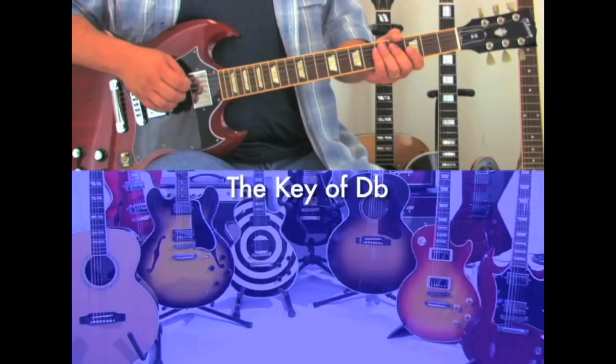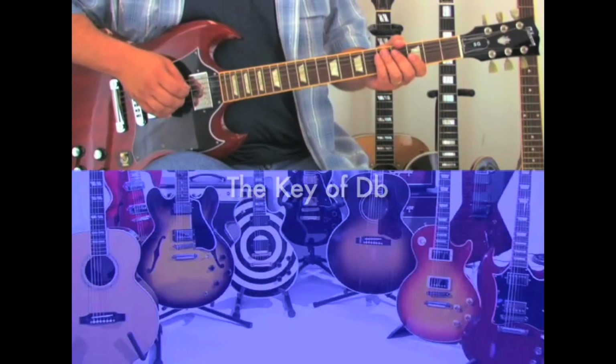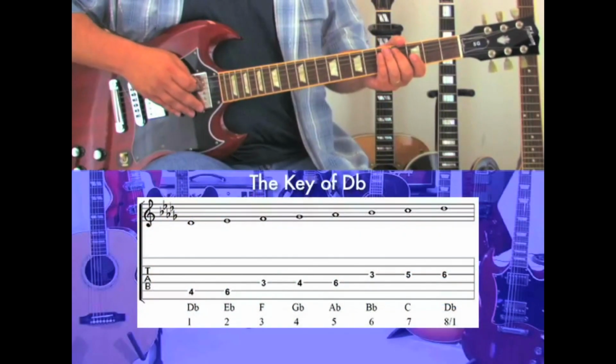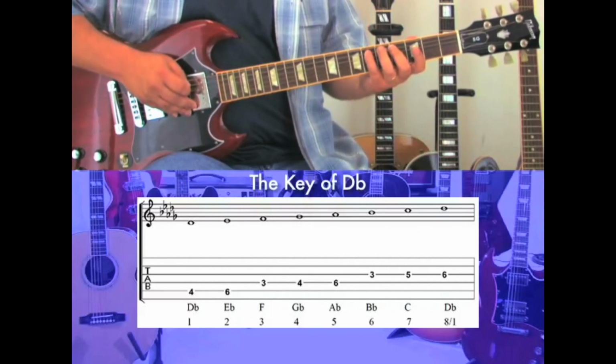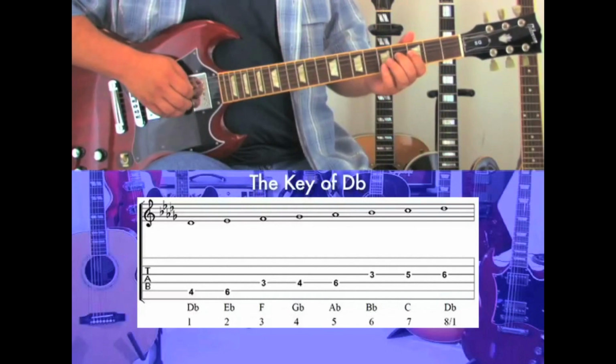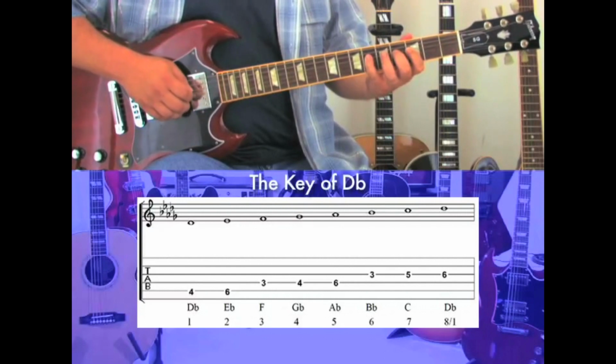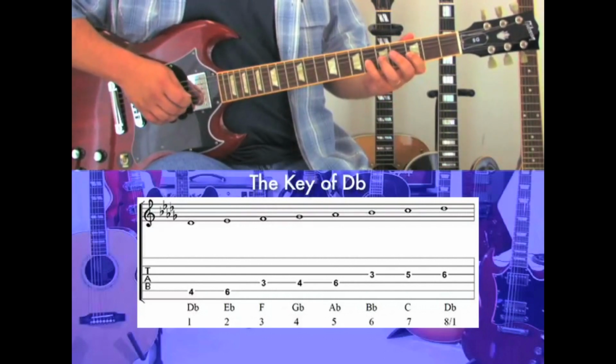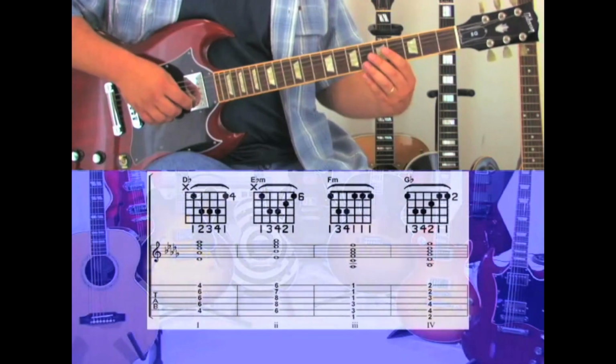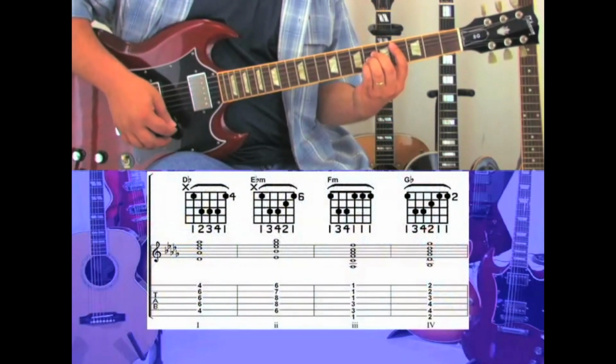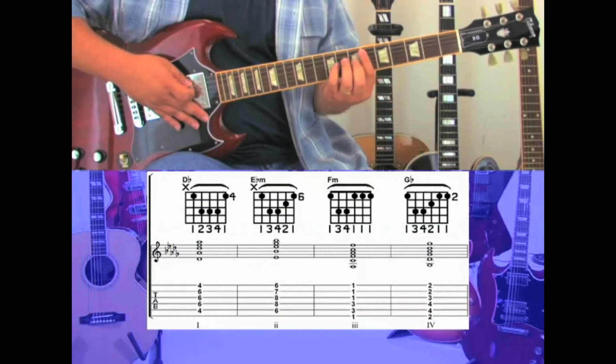The key of D flat uses 5 flat notes. It is made up of D flat, E flat, F, G flat, A flat, B flat, C, and D flat. The 1 chord is D flat. The 2 chord is E flat minor.